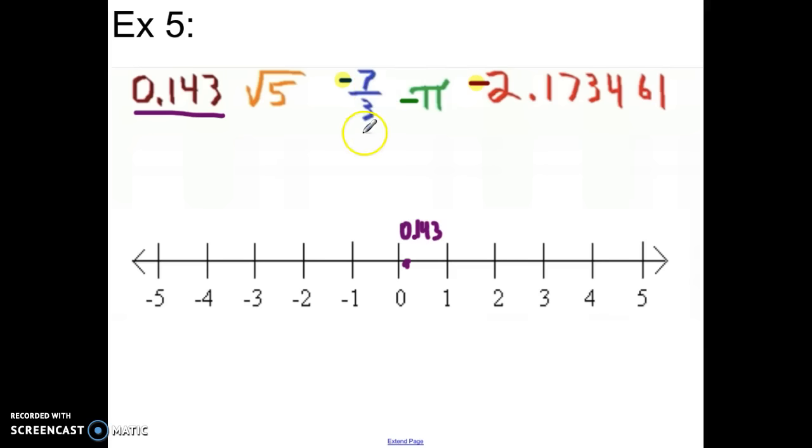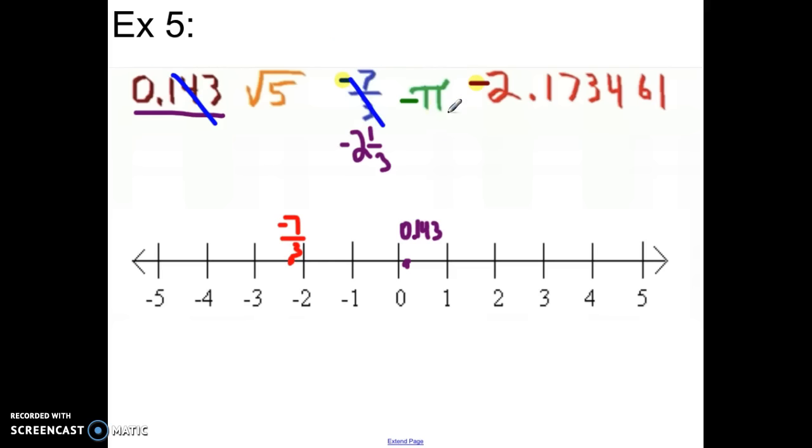Negative 7/3. Well, negative 7/3, 3 goes into 7 2 times with 1 left over. So that's really the same as negative 2 1/3. So I'm going to go negative 1, negative 2. Negative 2 1/3 is going to be a third of the way between negative 2 and negative 3. So I'm going to put my dot there, and I'm going to write the original number. So I've got negative 7/3. I've got that one.